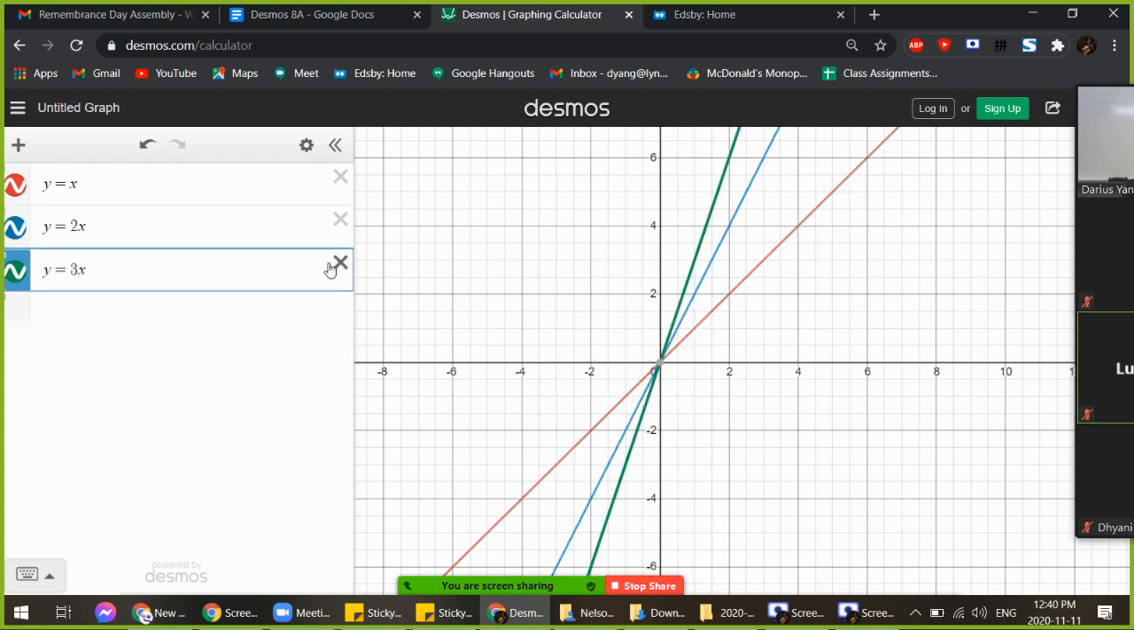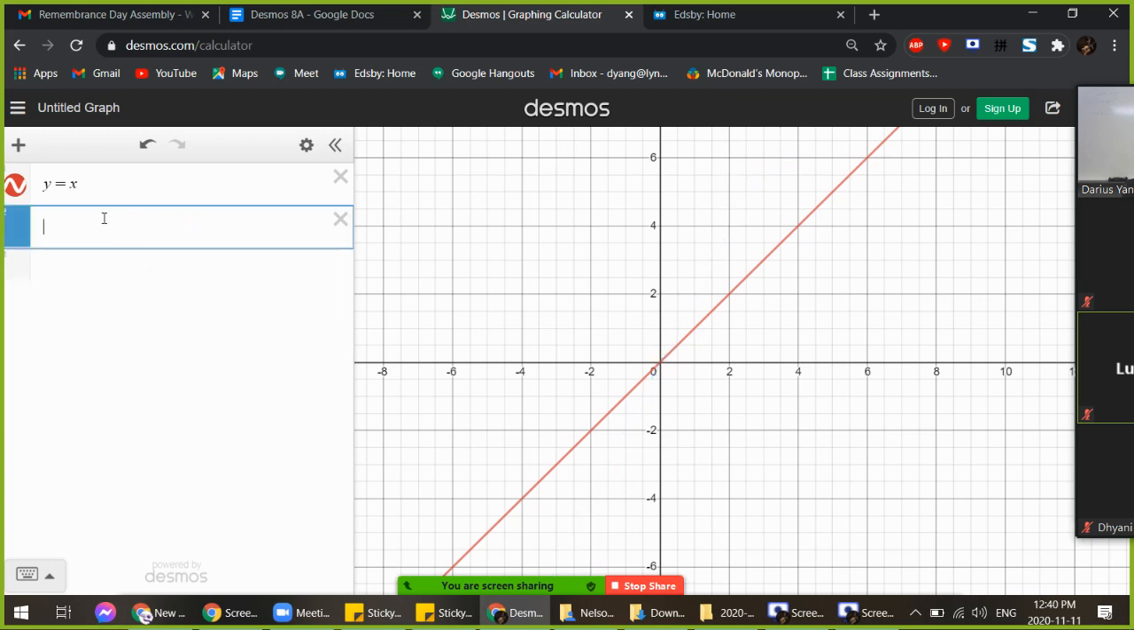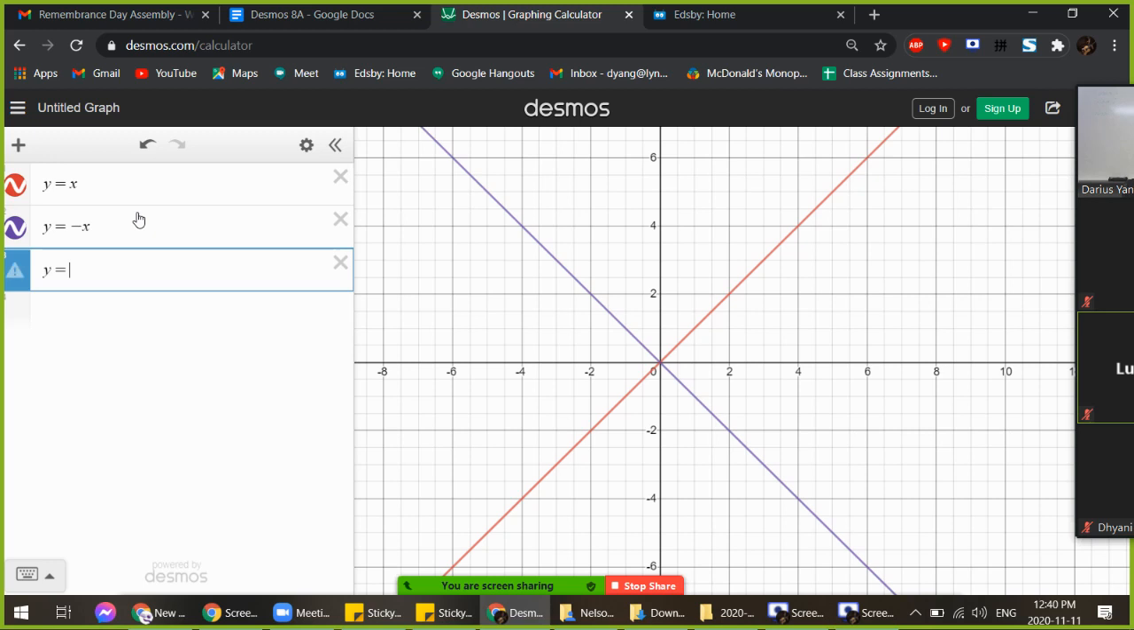Okay. Now, let's take a look at, delete these two lines. So what if it's y equals negative x? Then it's going down. It's a downward slope, right? And then what if it's y equals negative 2x? It's steeper. Okay, it's closer to the y-axis. Steeper, but in the opposite direction, right?